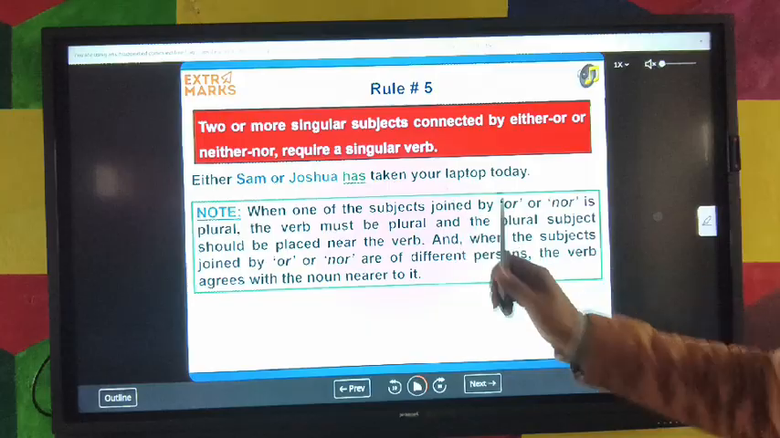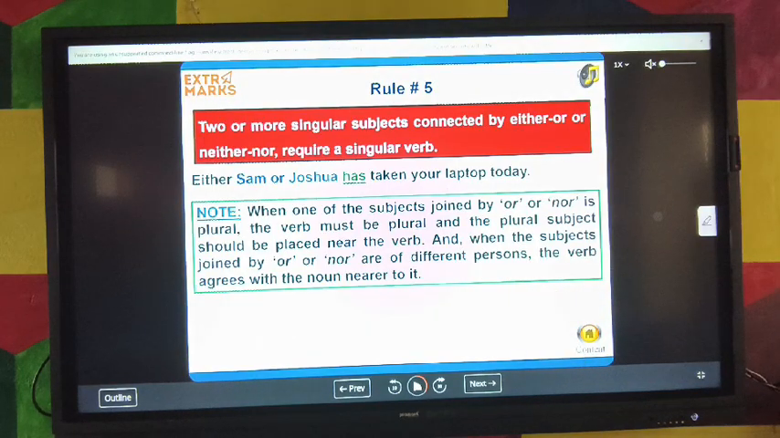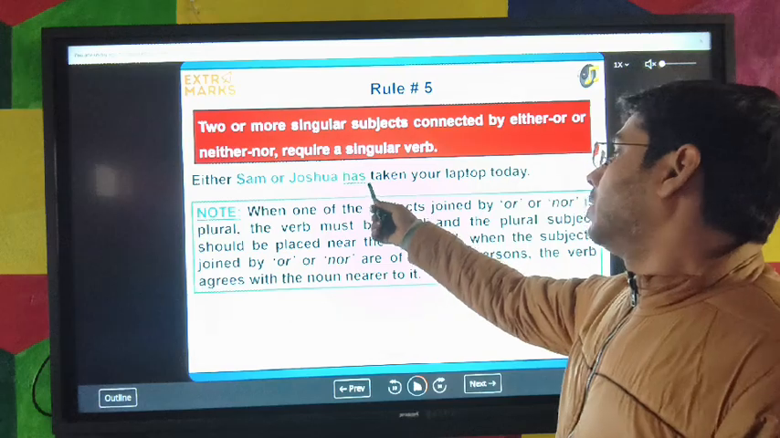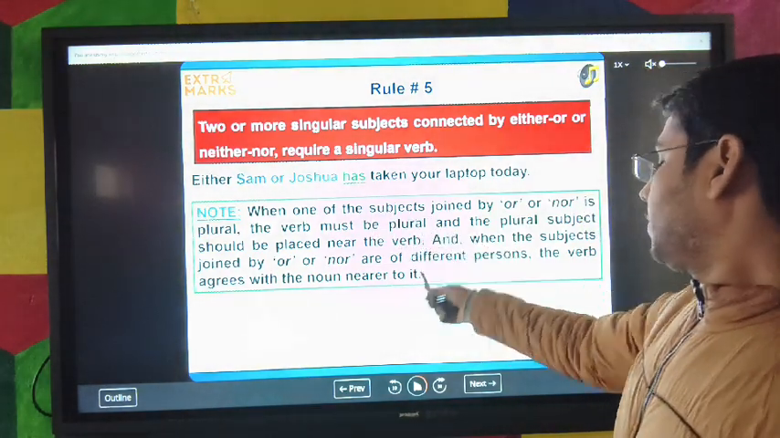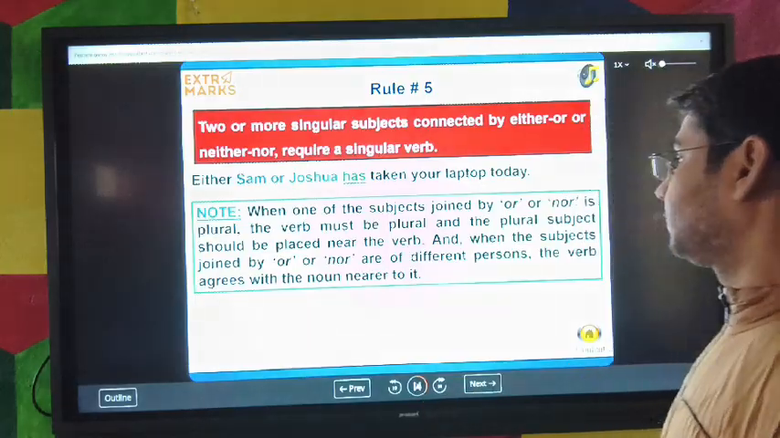Note: when one of the subjects joined by or, nor is plural, the verb must be plural, and the plural subject should be placed near the verb. And when the subjects joined by or, nor are of different persons, the verb agrees with the noun nearer to it. So we have to keep these two things in mind while using the verb, singular or plural. Let's see some examples.